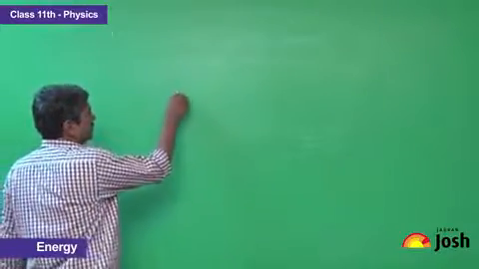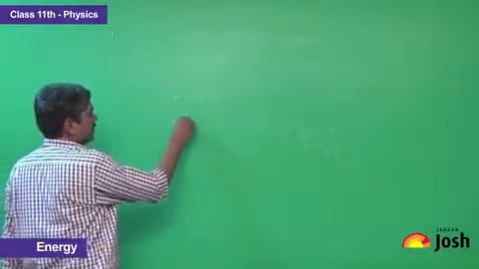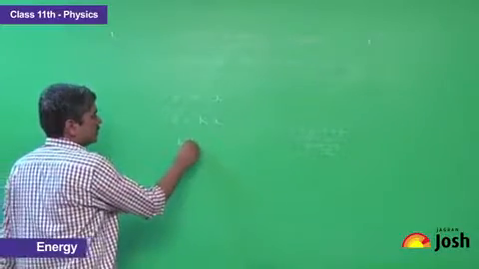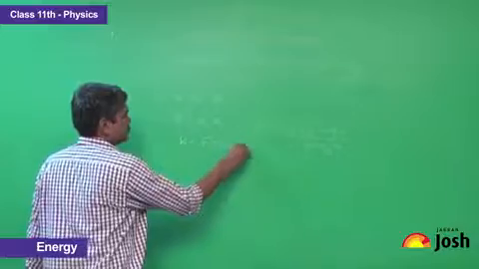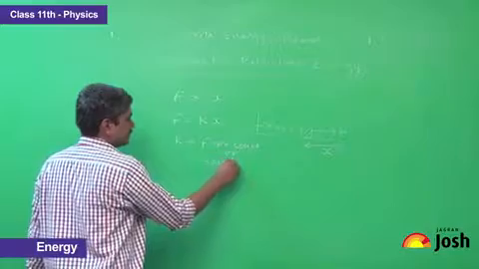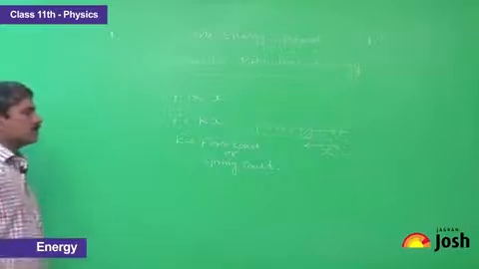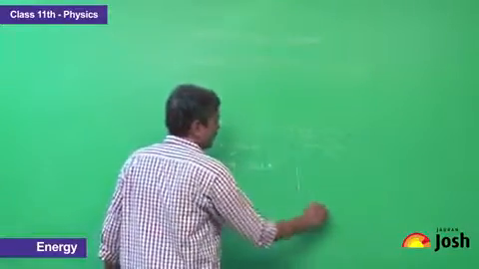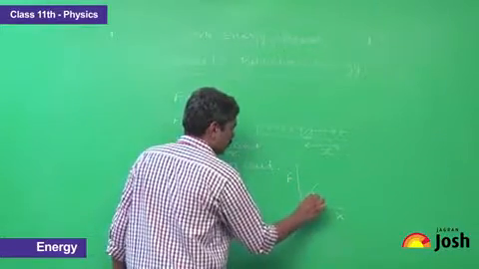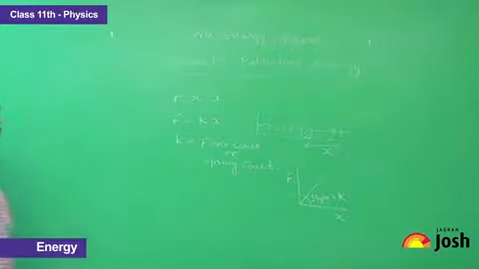The displacement produced in a spring is directly proportional to the force applied, or we can say F is equal to kx, where k is called the force constant, or the spring constant. If we plot a graph between F and x, then we get a straight line and the slope of this graph will give the spring constant or the force constant.